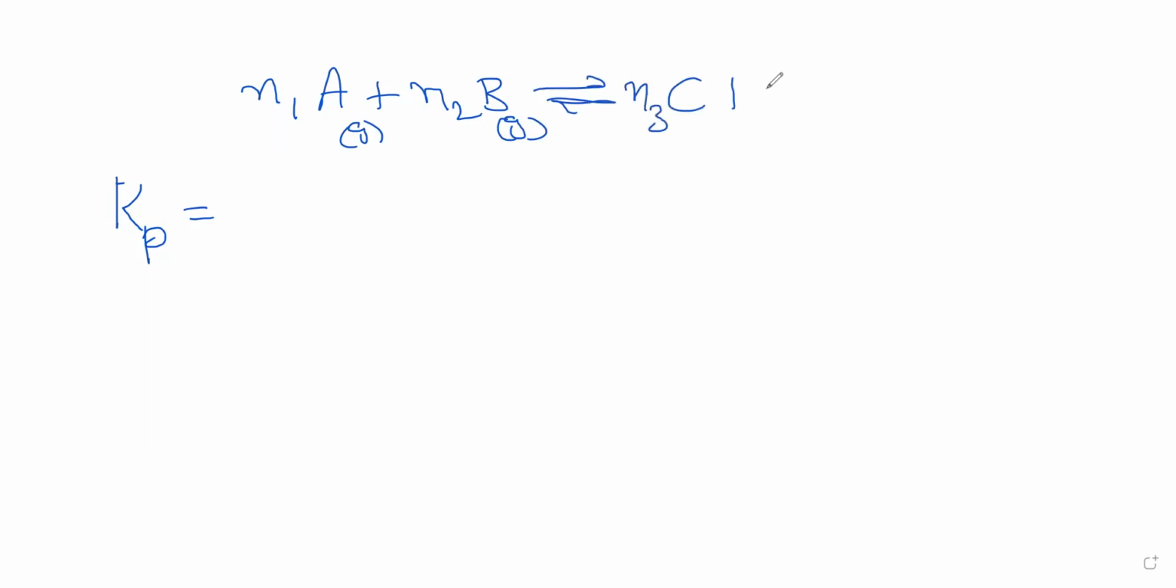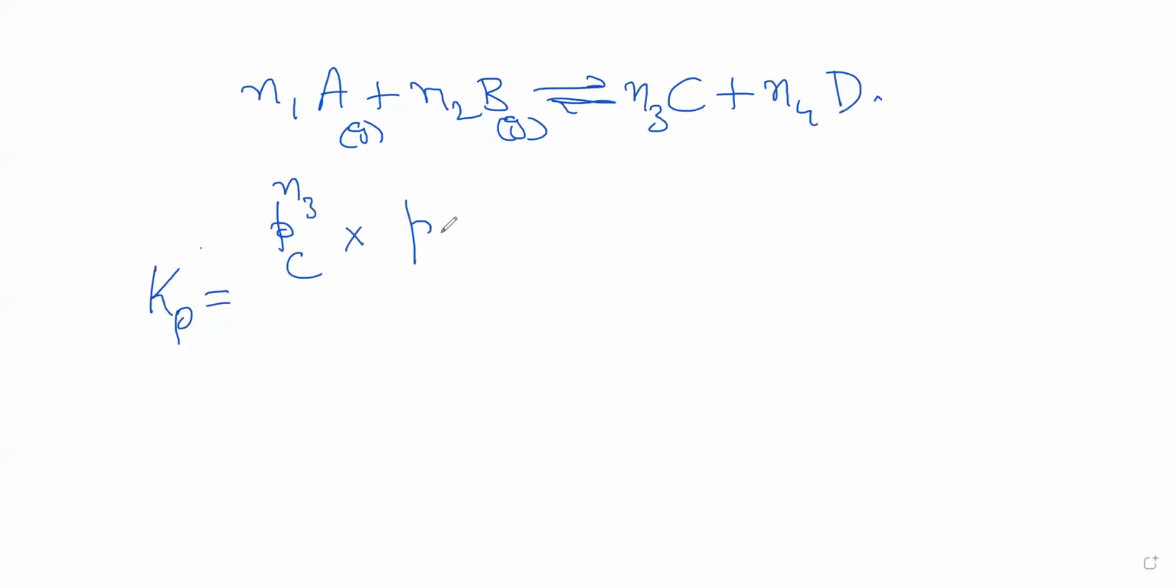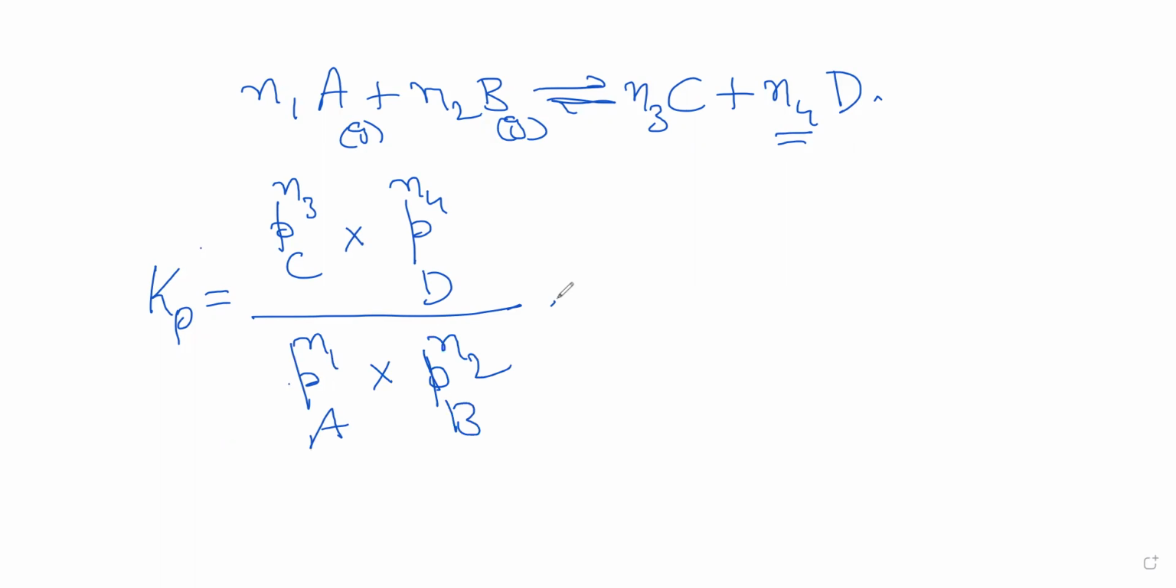giving n3 C plus n4 D. So to write Kp, we have to write the partial pressure of C whole power n3 into partial pressure of D to the power of that stoichiometric coefficient, n4, divided by partial pressure of A to the power of n1 multiplied by partial pressure of B to the power of n2. I hope you got it.